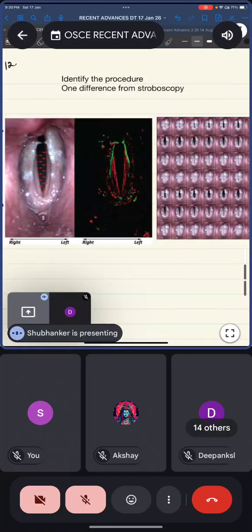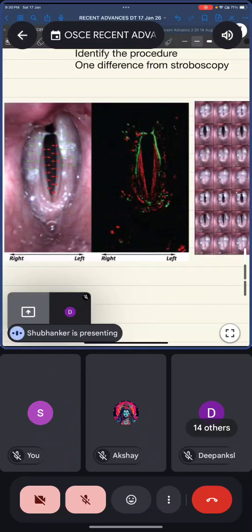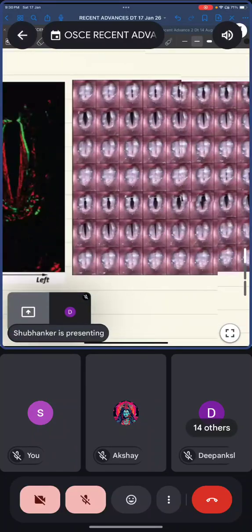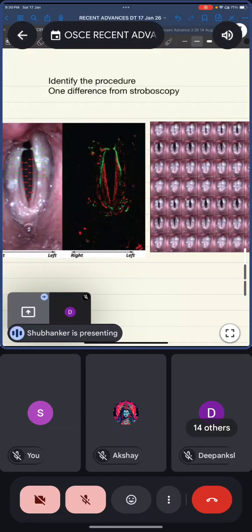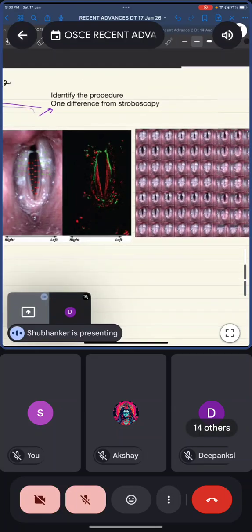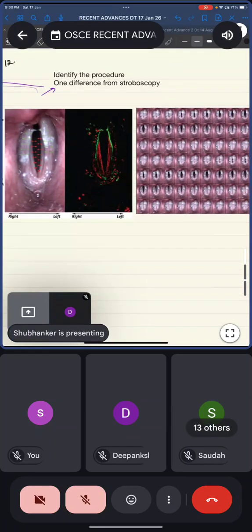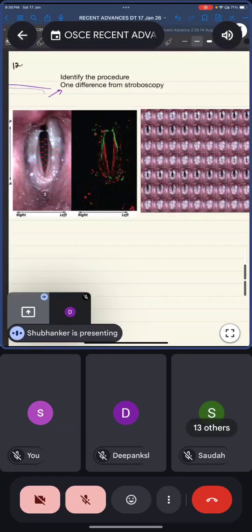One more, one image, 2 image, ठीक है. Now अभी don't answer stroboscopy छोड़ के, you can answer anything. You might be wrong but that is okay. But if they are asking in the second part what is the difference from stroboscopy and still you answer stroboscopy, तो फिर वो गलत हो जाएगा. ठीक है. So the answer for this is HSDI.